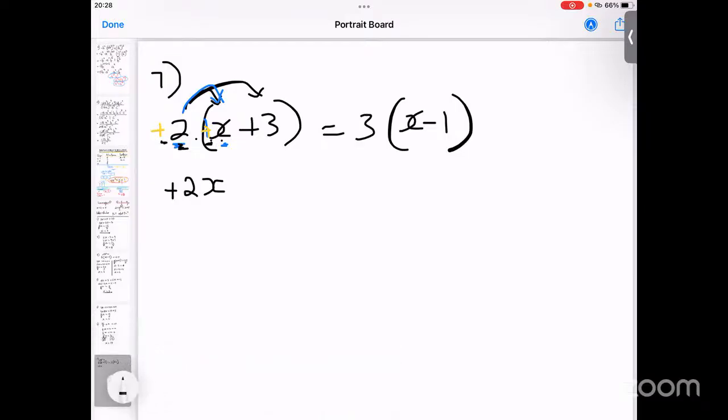Okay, so positive sign times positive sign, we know it's positive. A number being 2 multiplied by that, we know it is 6. And then here, same thing.